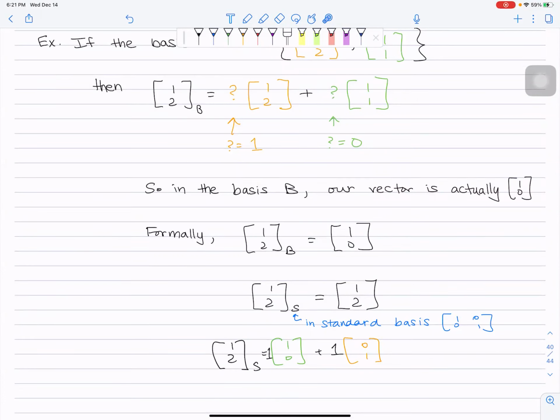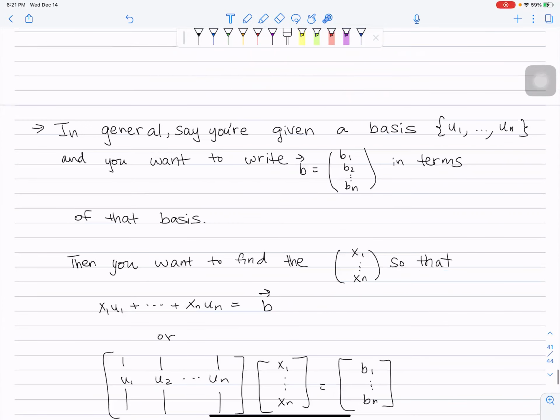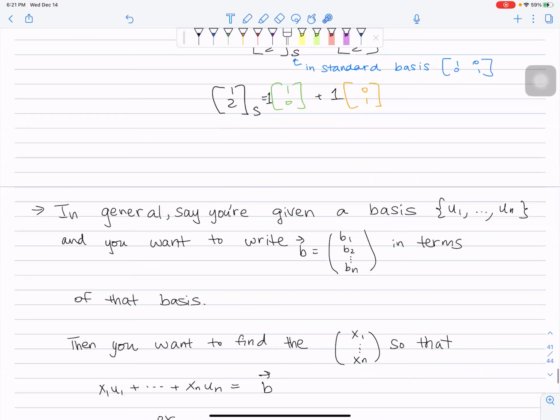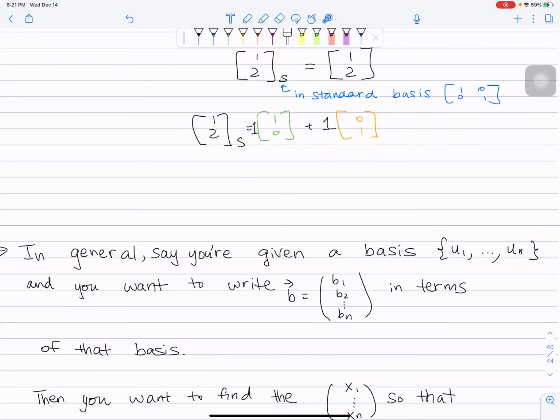Okay, and what if in general you wanted to find... Say in general you're given some basis, which has lots of vectors in it. I want to rewrite this vector in terms of that basis. Well, then how do I do that?